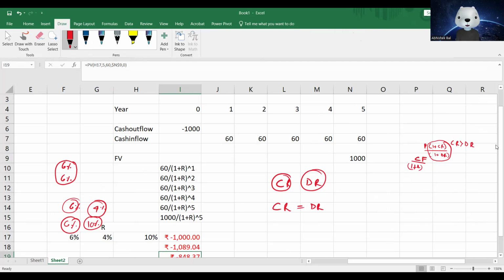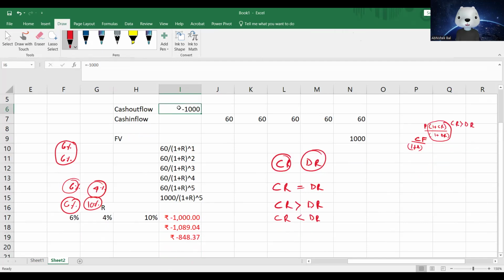In cases where the compounding rate is more than the discounting rate, the worth of the investment is going to be positive. And when the compounding rate is less than that of the discounting rate, the worth of the investment is going to be negative. How is it so? Well, it is simple. You are invested 1,000 and you have got 1,000 out here. For brevity's sake, I can proceed with a negative sign. Okay, and this would, I think, serve the purpose.